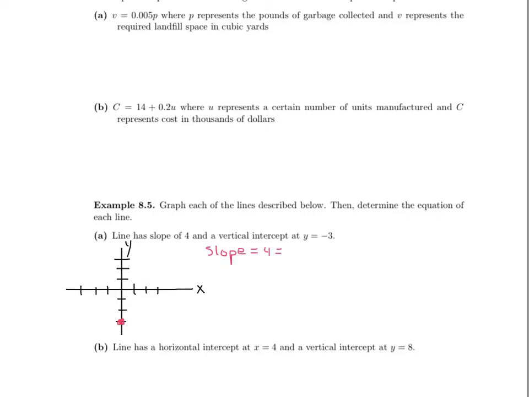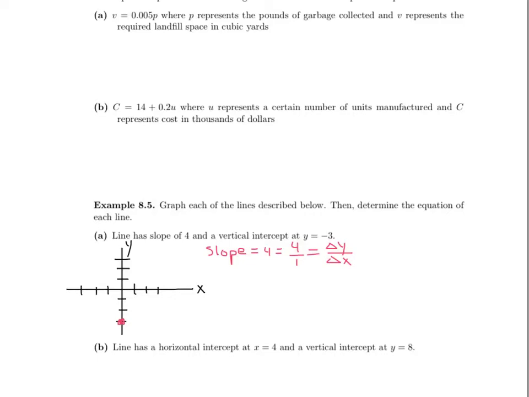We can think of the 4 as 4 over 1, and we can think of it as change in output over the change in input. So whenever we change x by 1 unit, in other words, every time we increase x by 1 unit, we have to change y by 4 units. In other words, in this case, increase y by 4. So a slope of 4 means every time x increases by 1 unit, y increases by 4 units.